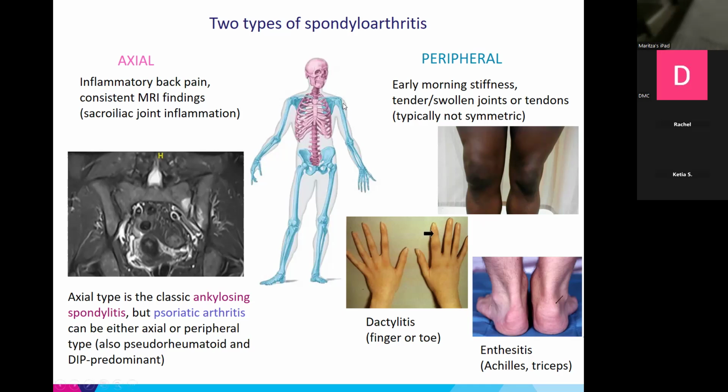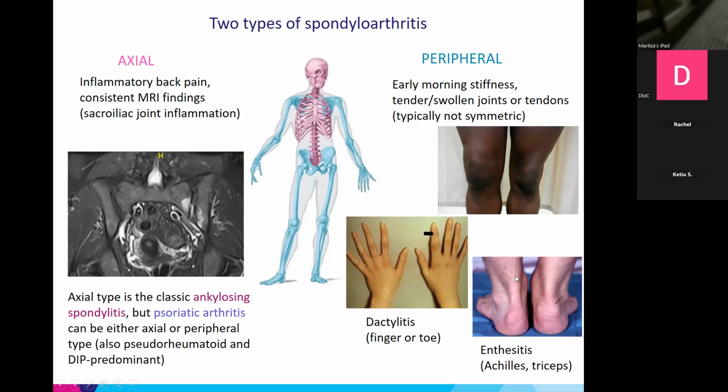And then the other type of psoriatic arthritis can be peripheral, meaning there'll be a tender or swollen joint. It could be a knee, it could be an ankle, a wrist, an elbow, not usually symmetric, right? So rheumatoid arthritis can be very symmetric, but psoriatic could be asymmetric. There are different forms of it. There can be inflammation of the entire digit. That's because the whole tendon is involved. It can be a finger or a toe.